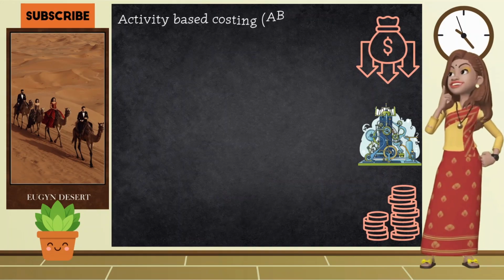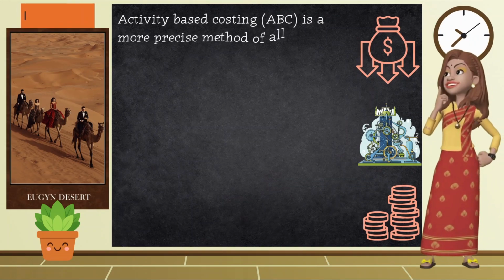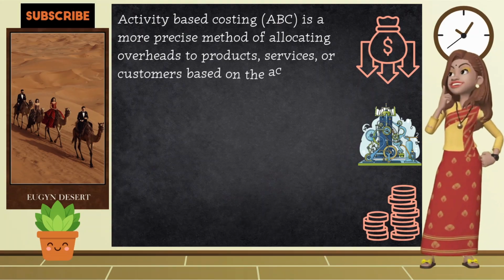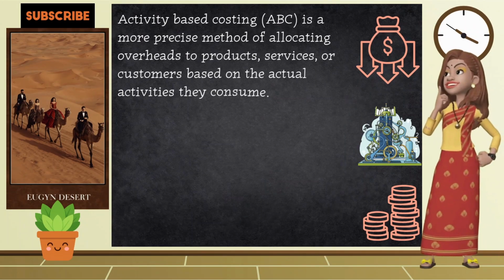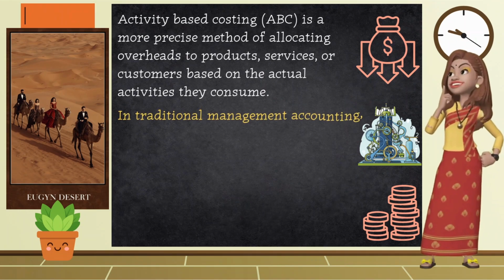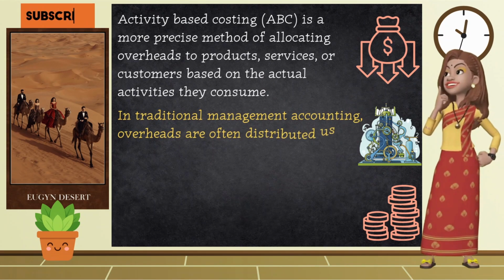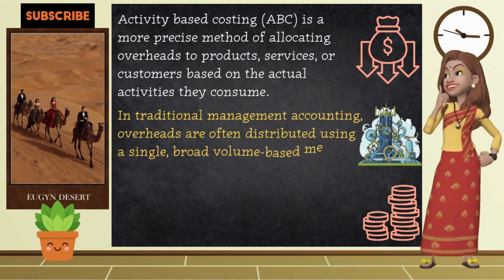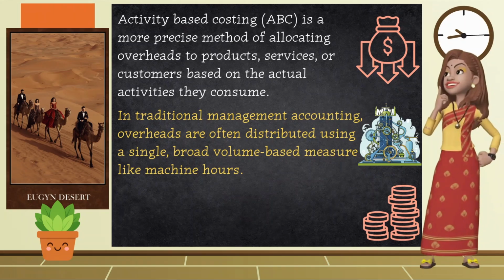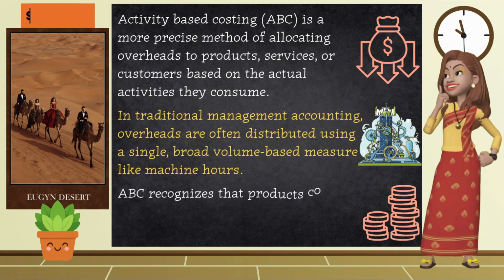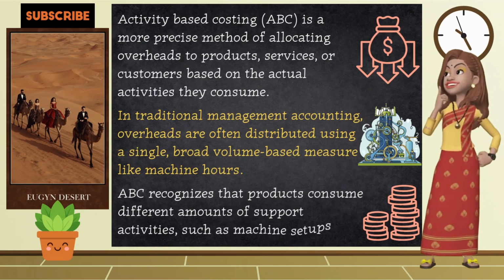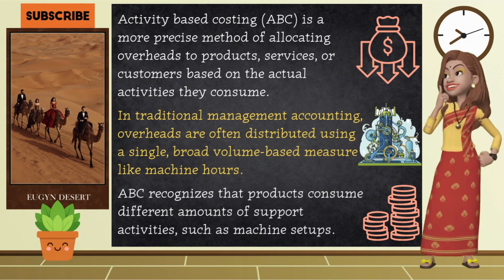Activity-based costing is a more precise method of allocating overheads to products, services, or customers based on the actual activities they consume. In traditional management accounting, overheads are often distributed using a single broad volume-based measure like machine hours. Activity-based costing recognizes that products consume different amounts of support activities, such as machine setups.